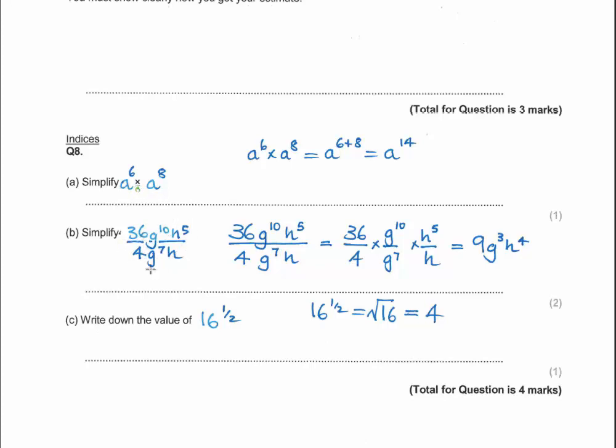And then you've got something that looks really horrible, but actually is fairly simple. It says simplify this expression. Well, what have you got? You've got some numbers, you've got some g's, and you've got some h's. And the way to think about it is just to separate it. Separate the numbers and the g's and the h's.